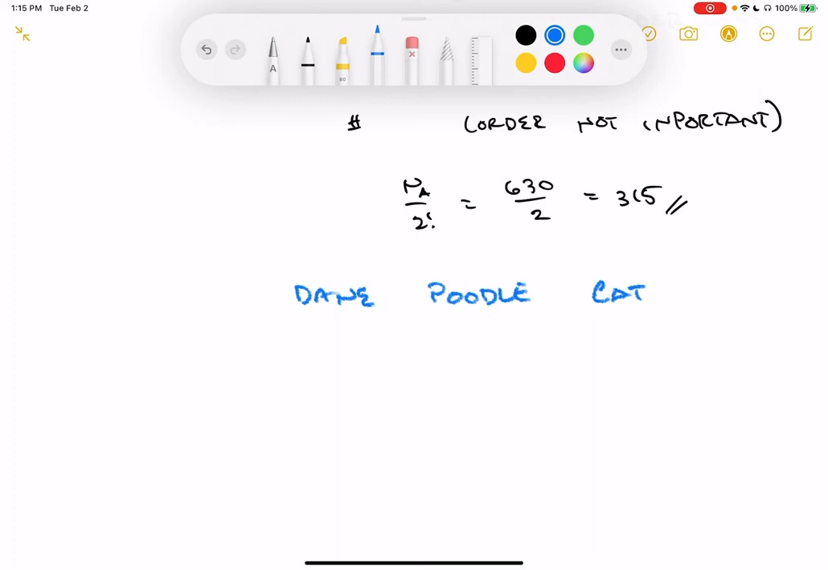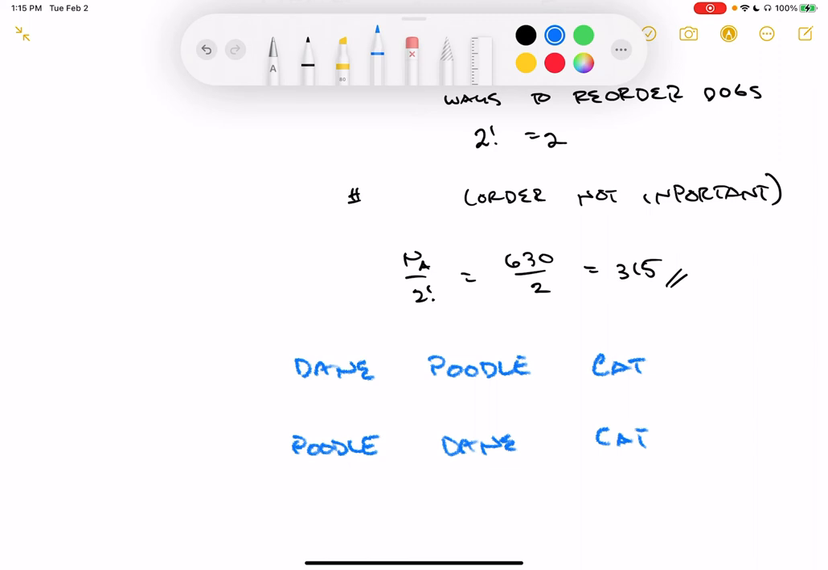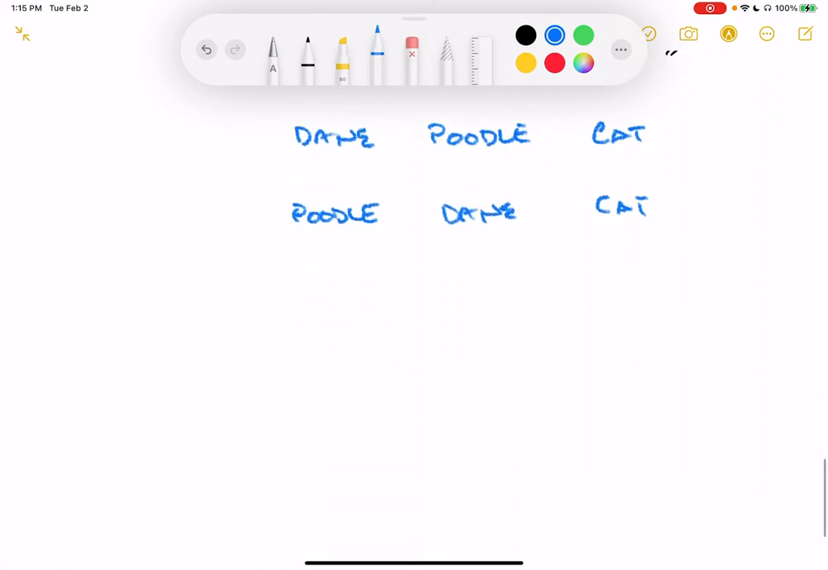It could have been that way to result in the loss of our Great Dane and our poodle and our cat. It could have also been poodle, followed by the Dane, followed by the cat. Both of those follow along this event sequence A, where it was a dog, dog, cat. And in the order doesn't matter, we didn't really care whether that Dane or poodle preceded one or the other. Okay, so I think that's probably enough for these initial counting examples.